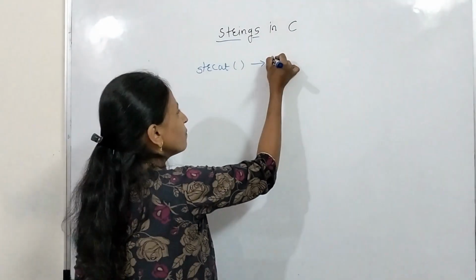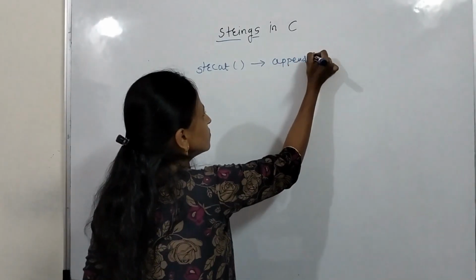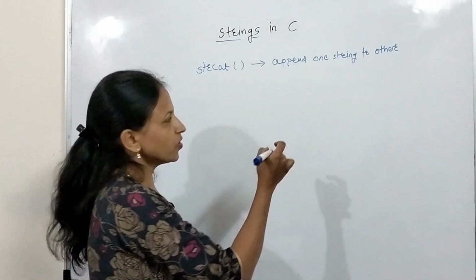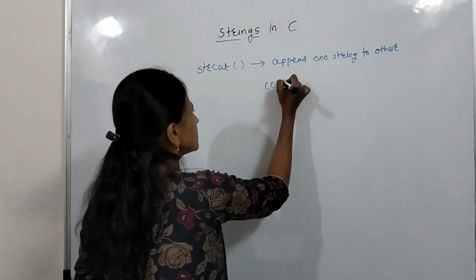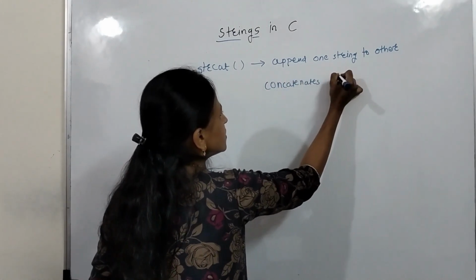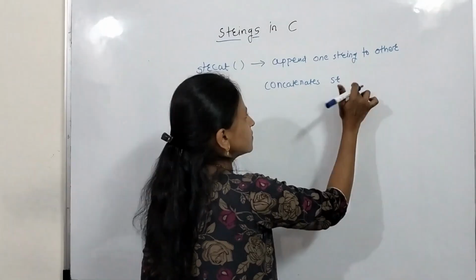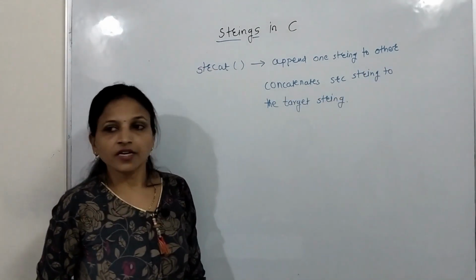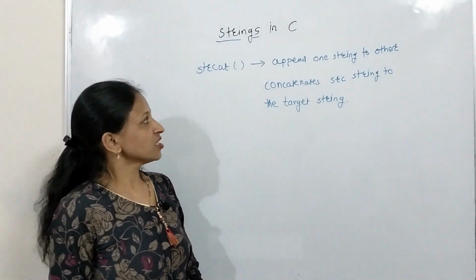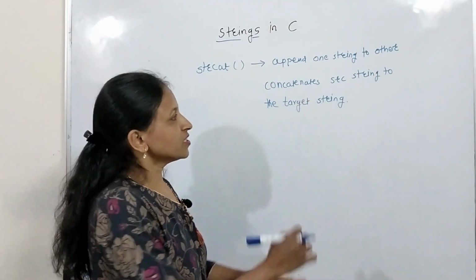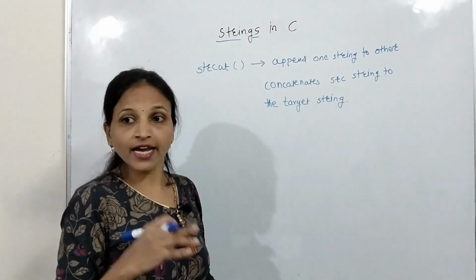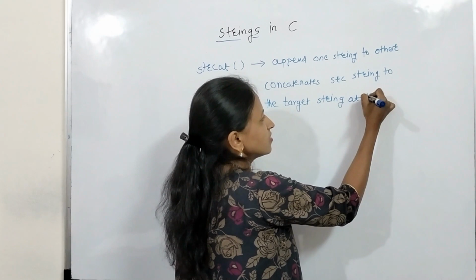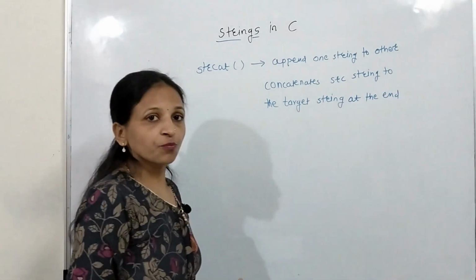Now to append one string to another, or you can write here, it concatenates the source string to the target string. Getting? This strcat function can be used to concatenate the source string to the target string at the end. See, at the end it will attach. Now what is the prototype?